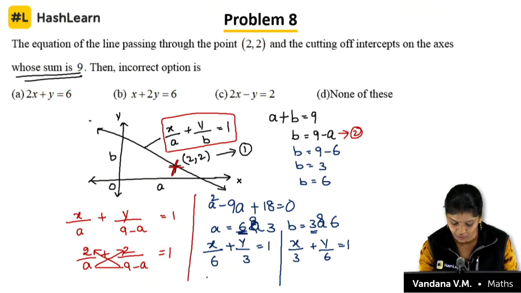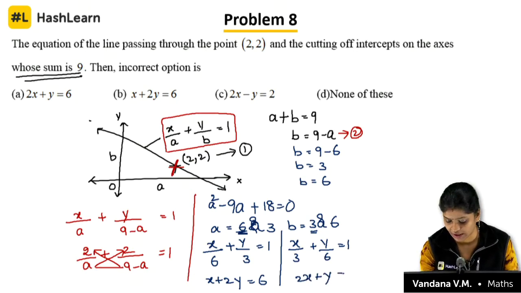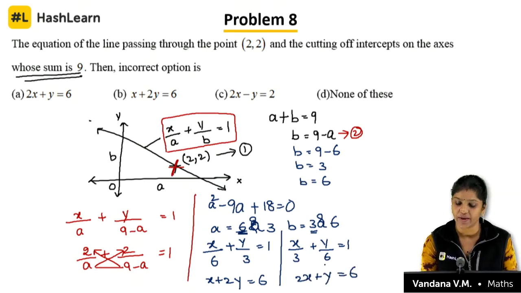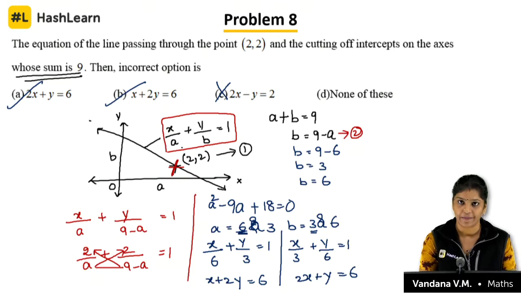If you solve this equation, you will get x plus 2y is equal to 6. Here you will get 2x plus y is equal to 6. So both the equations satisfy, so both are correct, which is the incorrect option, that is C. Clear children? Yes. Next one.